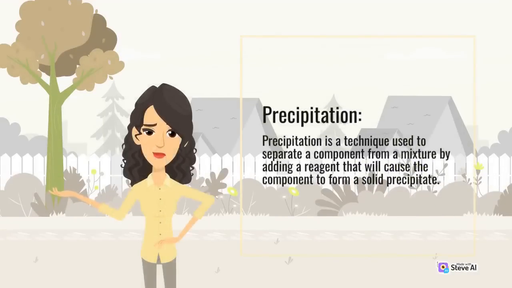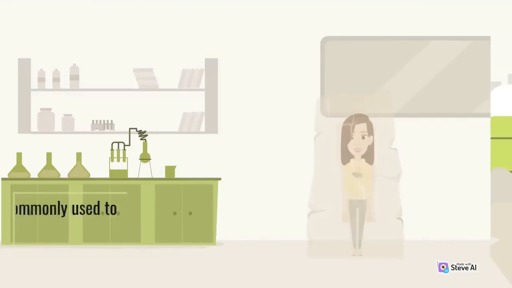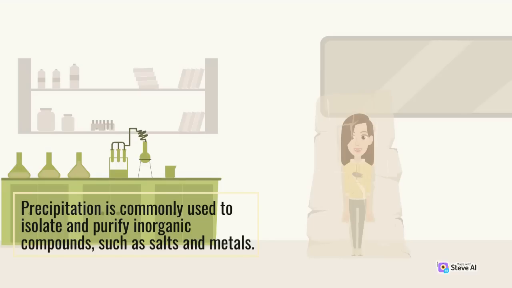Precipitation. Precipitation is a technique used to separate a component from a mixture by adding a reagent that will cause the component to form a solid precipitate. The mixture is treated with a reagent that will cause the desired component to precipitate, and then the mixture is separated by filtration. Precipitation is commonly used to isolate and purify inorganic compounds, such as salts and metals.